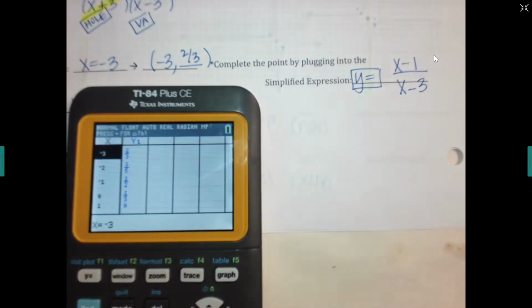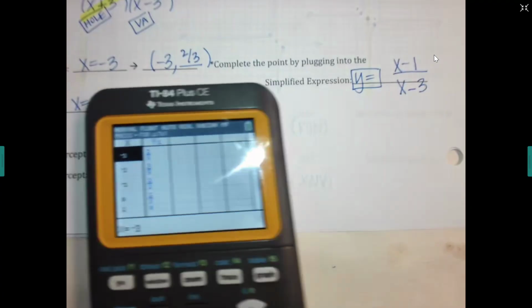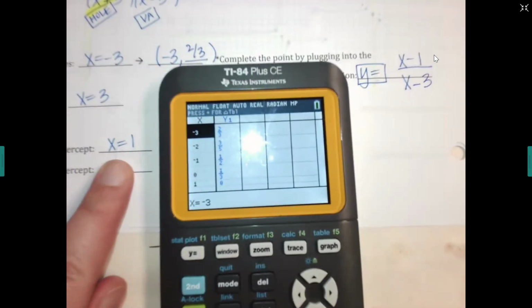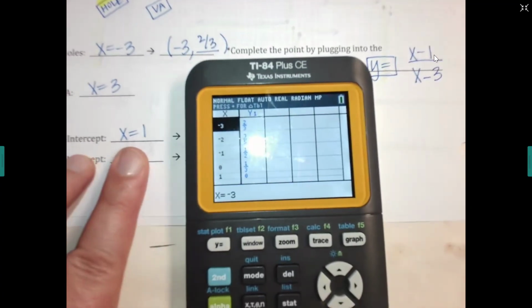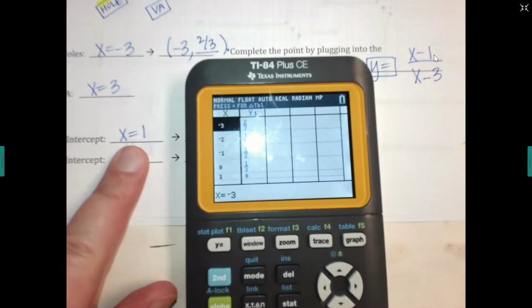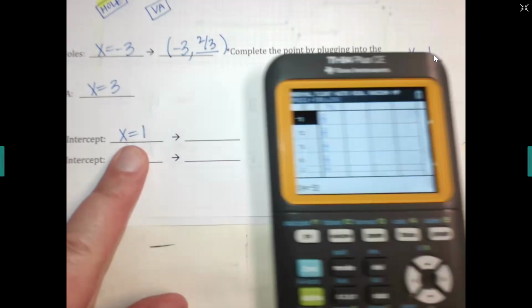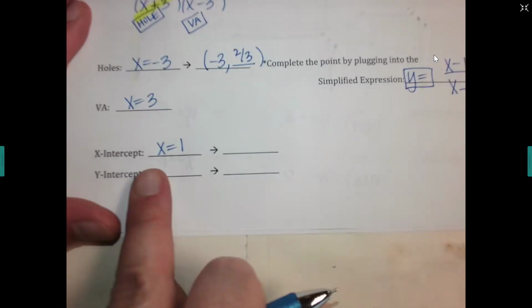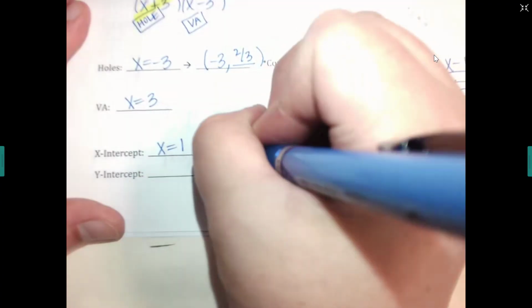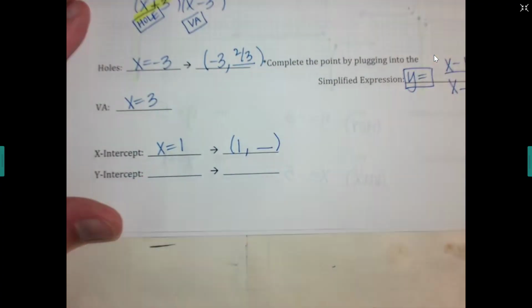Now, the other points that you're going to be asked to find are the other half of the x-intercept. And I already know my x. What's my x going to be for the x-intercept? A 1. So it's 1 comma something. And then I'm just going to look in the chart for what 1's partner is. So can you do that, please? At 1, what's the y value?